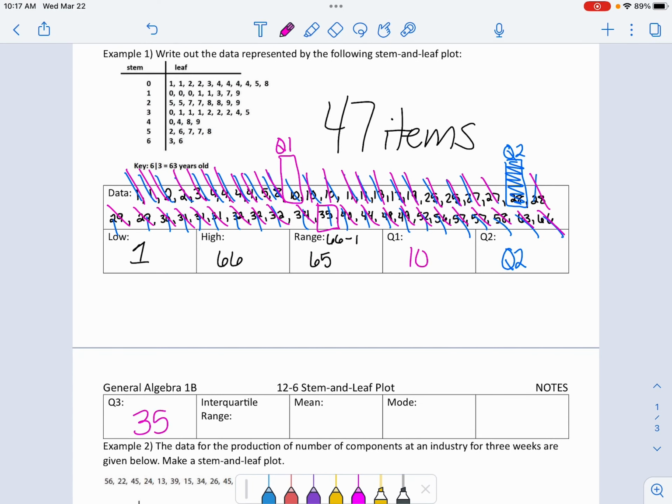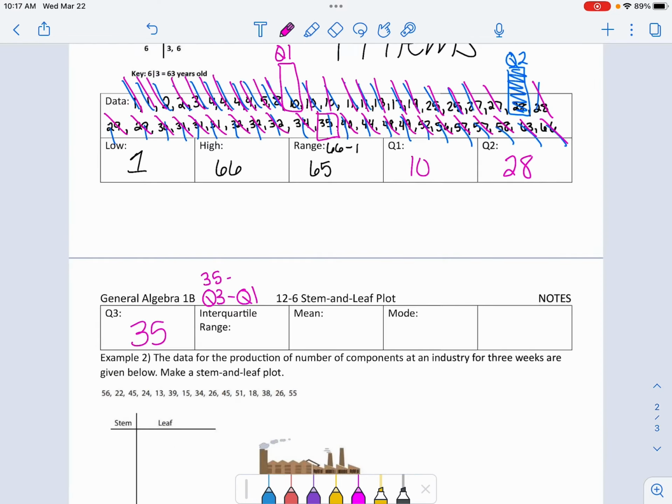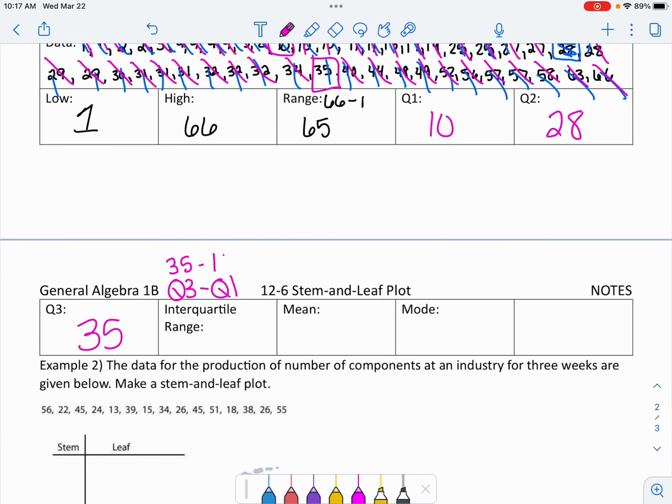Does anybody remember from yesterday? Whoops, I wrote Q2 inside of Q2 instead of writing 28. Does anybody remember how to do the interquartile range from yesterday? Q3 minus Q1. Yep, so that's 35 take away 25. Good.